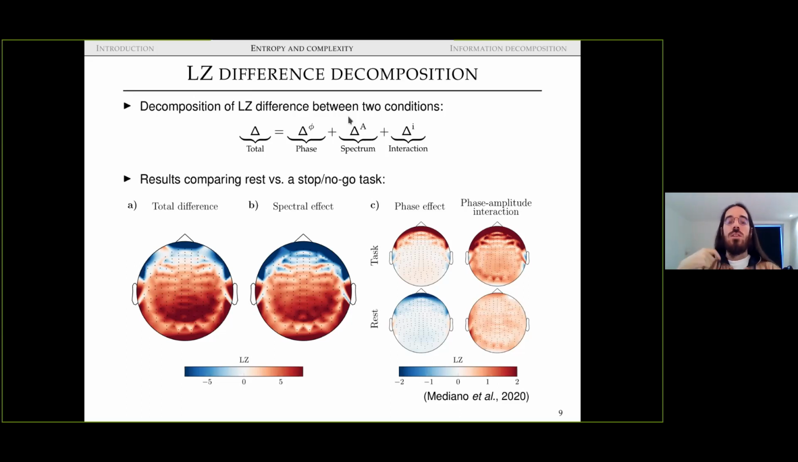So we can say that Lempel-Ziv changes according to some topological distribution, but it does so for different reasons in different parts of the brain. So we have this extra resolution, or this extra nuance, in our analysis.